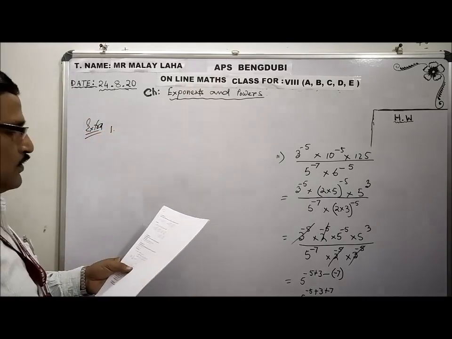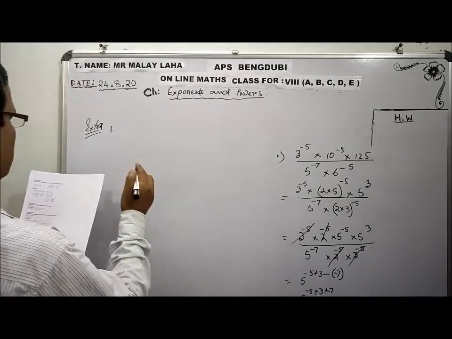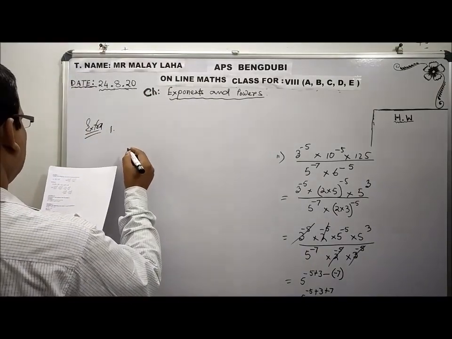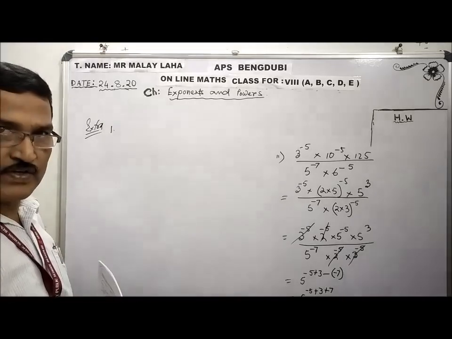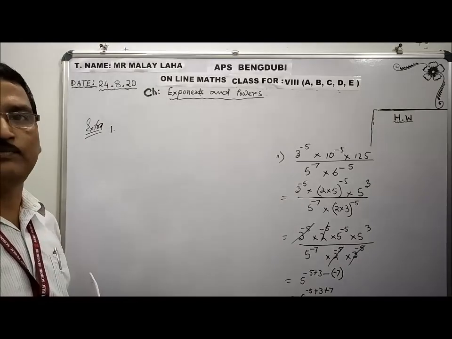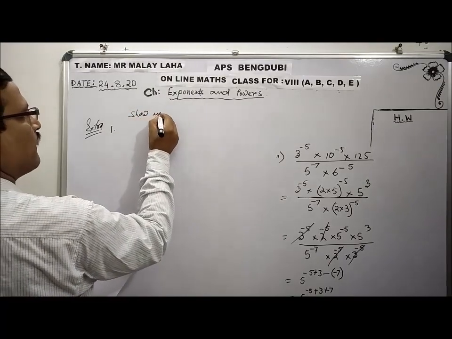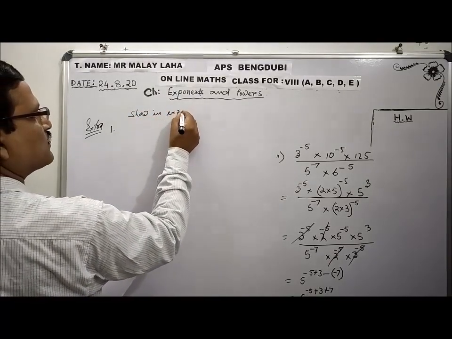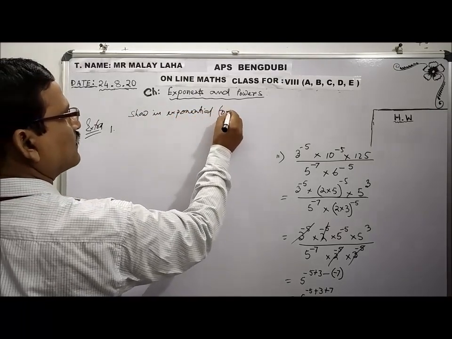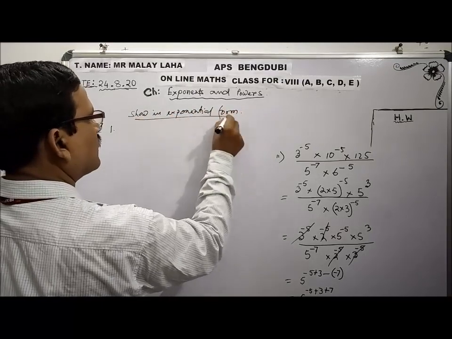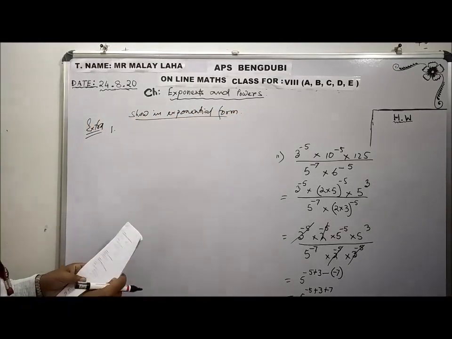Question number 1. We have to simplify using laws of exponents. What is this? Exponential. Simplify the following and show the result in exponential form. Some of the questions ask us to show the result in exponential form.